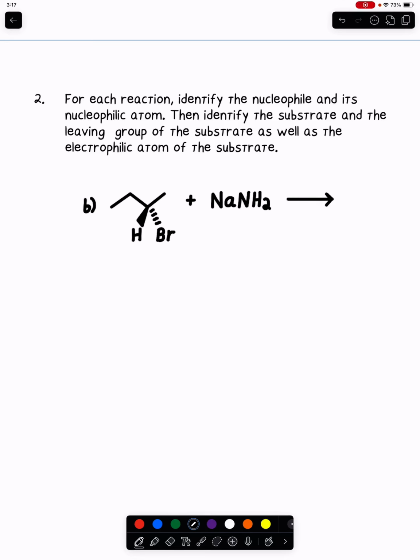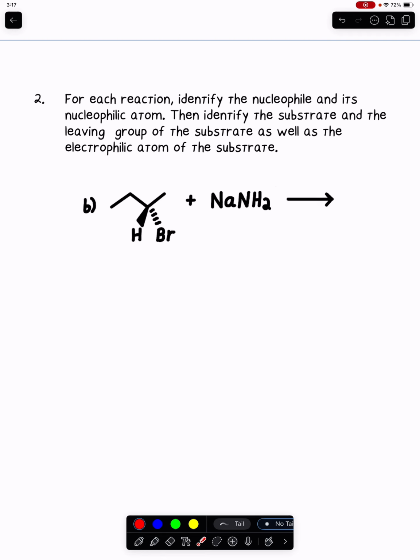In this example, you're being asked to identify the nucleophile and the nucleophilic atom of that nucleophile. You're also being asked to identify the substrate and the leaving group of that substrate, as well as the electrophilic carbon atom of that substrate. So here we have two species on the left side of the arrow. One of these is a nucleophile, one of them is a substrate.